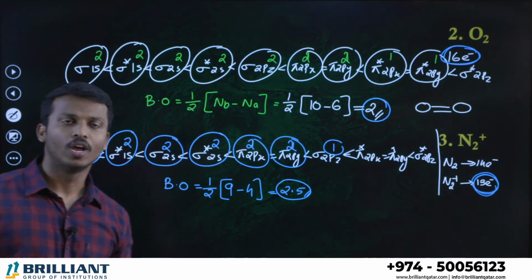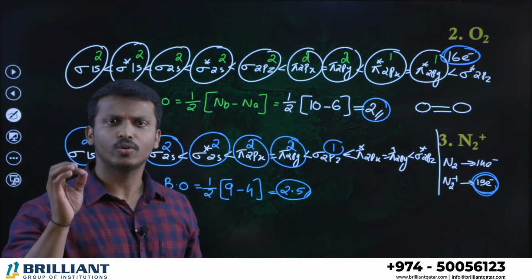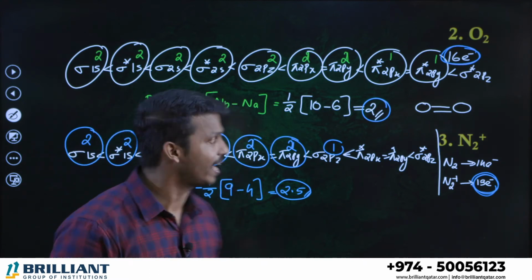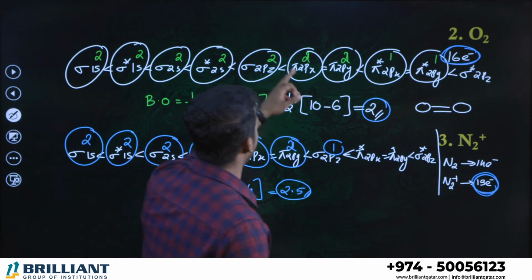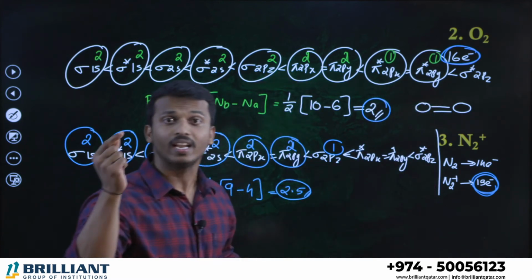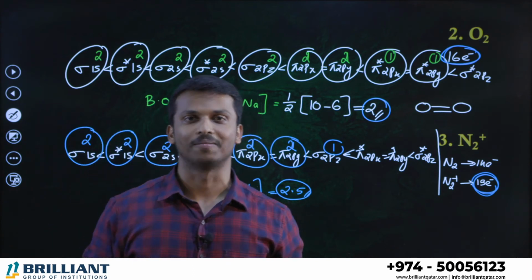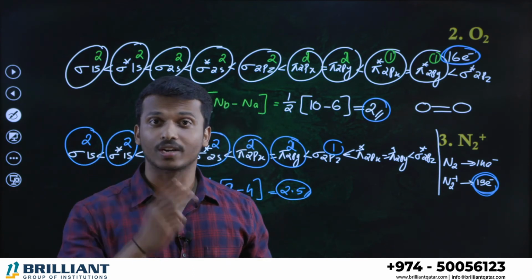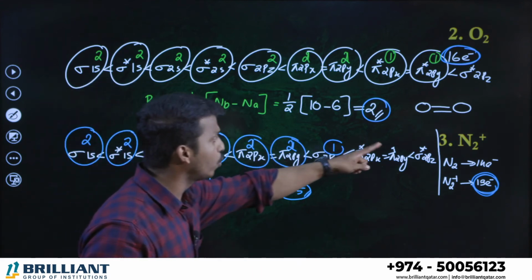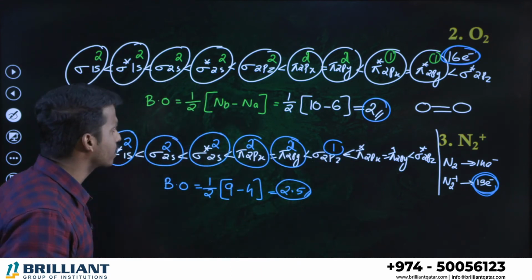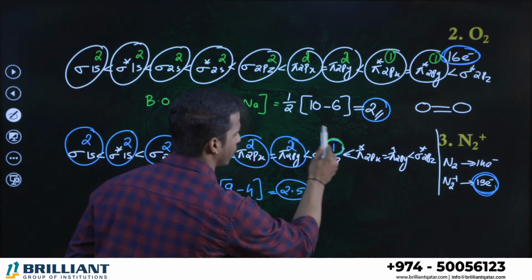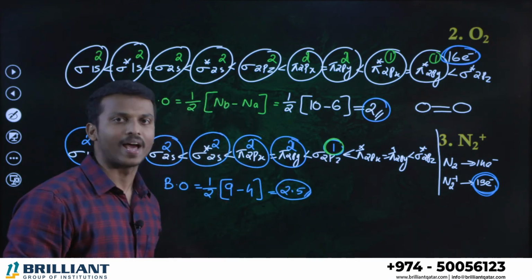What about the oxygen molecule? Just observe. In the oxygen molecule, can you see anywhere an unpaired electron? Yes, right. These are all paired, but the last two orbitals are unpaired. Just one electron is enough to make it para. Here two electrons are there, so it is highly paramagnetic. What about the N2 plus molecule? Can you see anywhere an odd electron? Yes, the last electron is odd. Therefore, this is also paramagnetic.